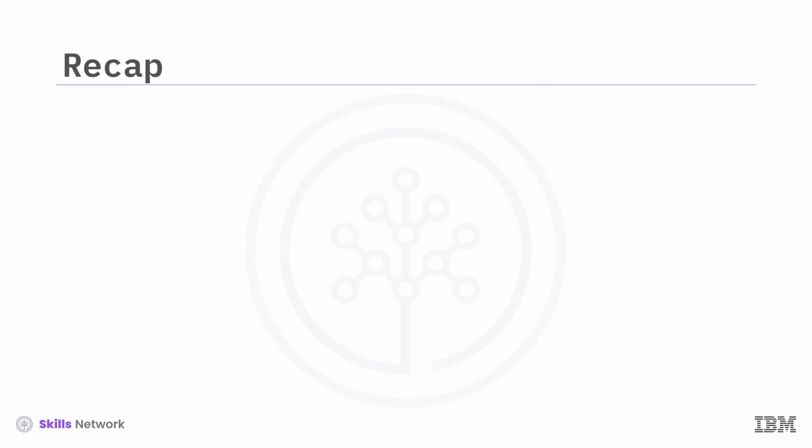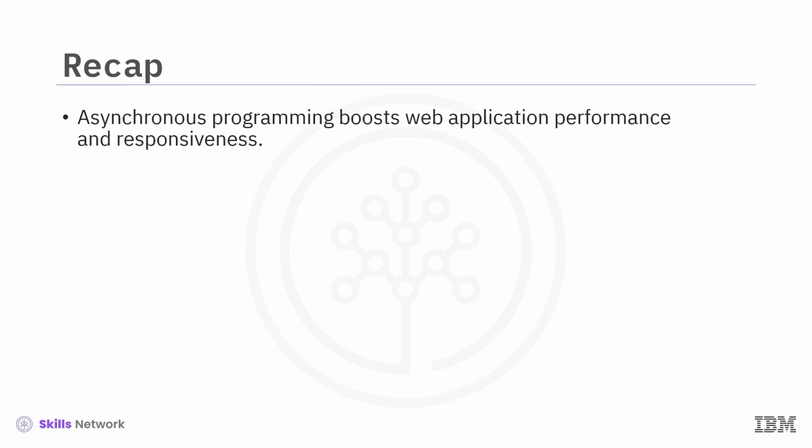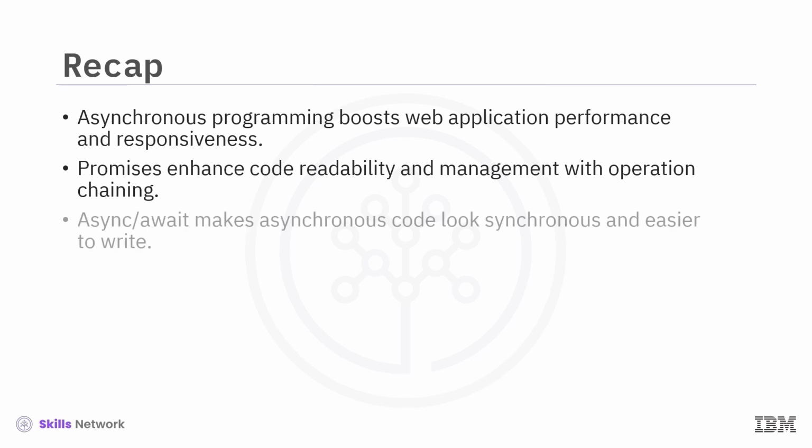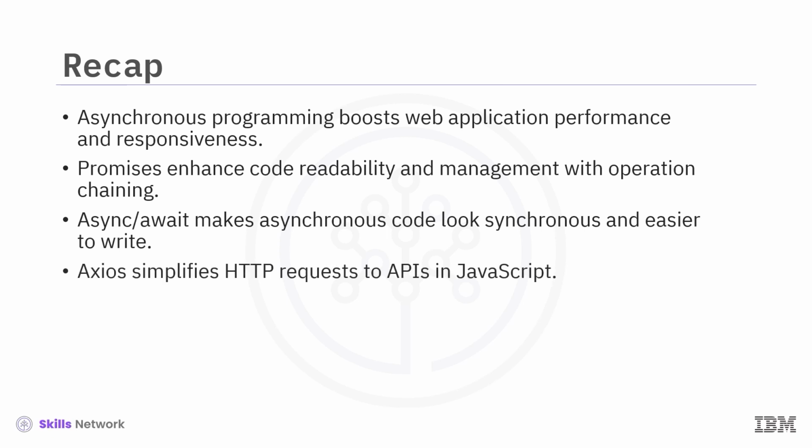In this video, you learn that asynchronous programming in JavaScript can build responsive and performant web applications. Promises provide you a way to handle asynchronous operations, making code more readable and easier to manage by allowing chaining of operations. The async await syntax builds on promises and enables you to write asynchronous code that resembles synchronous code, thus simplifying the handling of asynchronous tasks. Axios can be used as an HTTP client to make requests to external APIs and services, simplifying the process of handling HTTP requests in JavaScript applications.